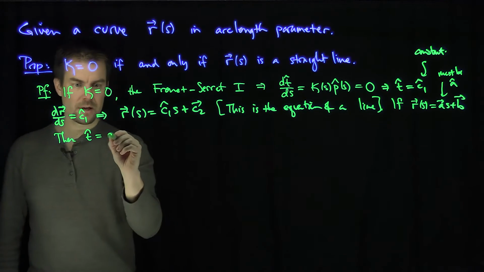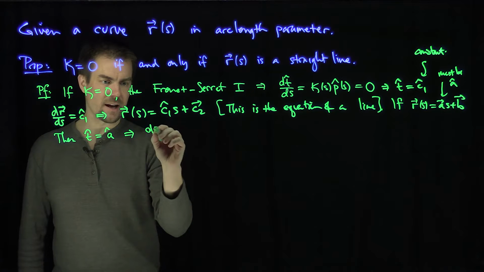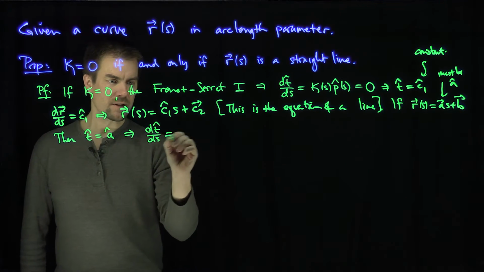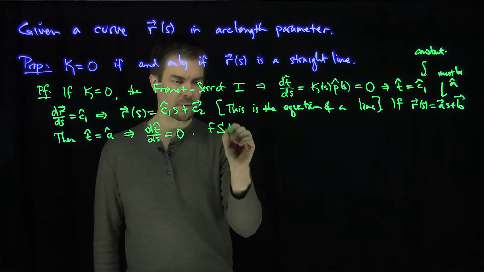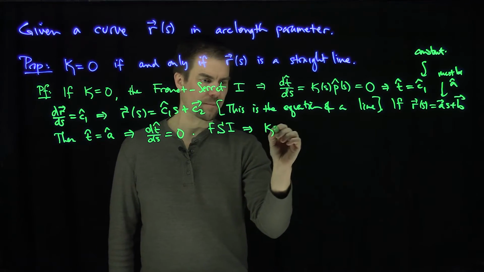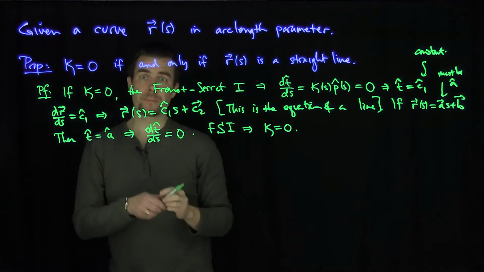So T hat is going to be what? It's going to be a hat. That says that dT/ds is equal to zero. And though Frenet-Serret number one again, Frenet-Serret number one implies that the curvature is equal to zero. So we have our first proposition proved.